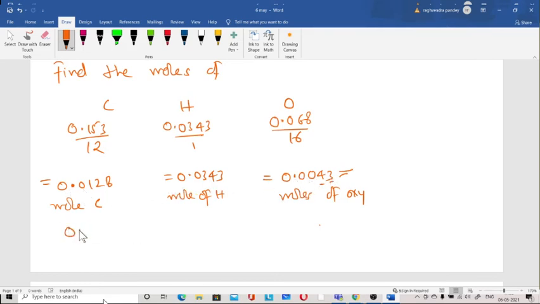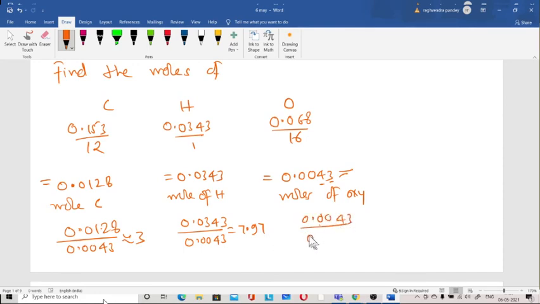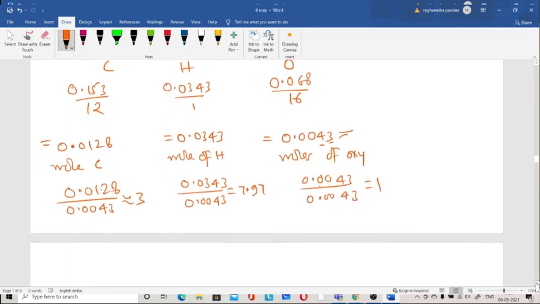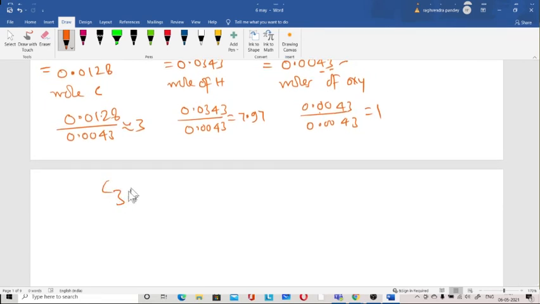So 0.0128 divided by 0.0043, you will get approximately 2.98. Then 0.0343 divided by 0.0043, so you will get 7.97. And here it will be 1 obviously, so that is equal to 1. Okay, so carbon is 3, hydrogen is 8, oxygen is 1. So that is your empirical formula.